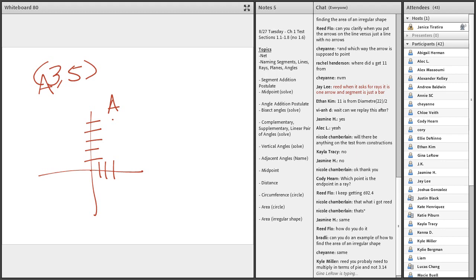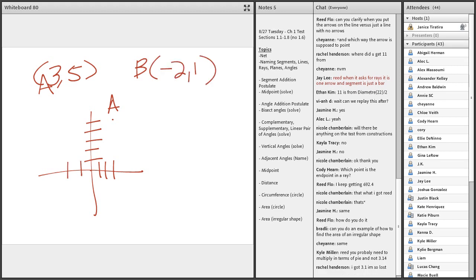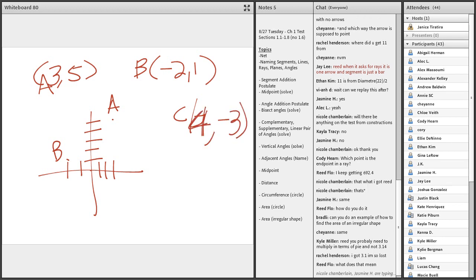And then let's say coordinate B is -2, 1. So -2 on the left, up 1. So here's B. And then let's say C is 4, -3. So you go 1, 2, 3, 4 to the right, and then go down 1, 2, 3. There's your letter C. So these are your 3 points we're going to connect, and it is a triangle.